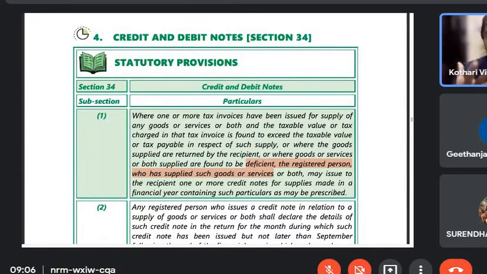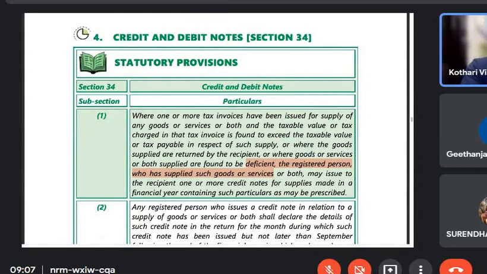Now, what is the impact of this credit note on the books of accounts? For the supplier, when the credit note is issued, the output tax is reduced. For the recipient, when the credit note is issued, the ITC is reduced. Clear? When the credit note is issued by the supplier, the output tax is reduced. For the recipient, the input tax is reduced. So that is a very, very important tax document. Advantage for the supplier, disadvantage for the recipient, it is a reduction in the ITC.